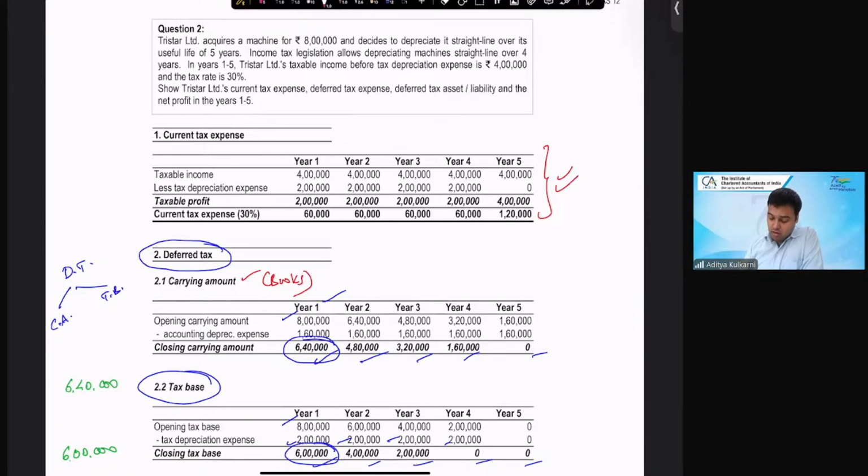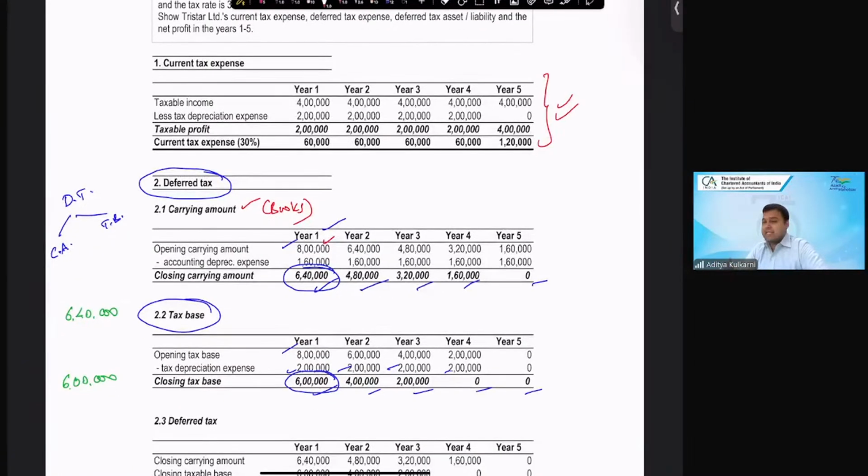Now, your opening carrying amount was 8 lakhs when you first purchased the item of machinery. Yes or no? Yes, sir. And each year, 1,60,000 is your depreciation. So am I having the closing carrying amount with me? Yes. 6,40,000, 4,80,000, 3,20,000, 1,60,000, and finally 0. Are we okay with this? Okay, sir. Clear?